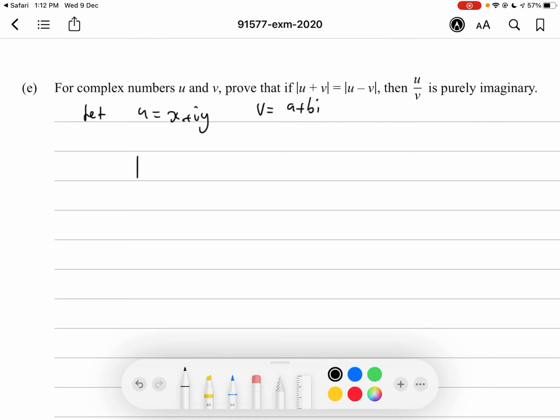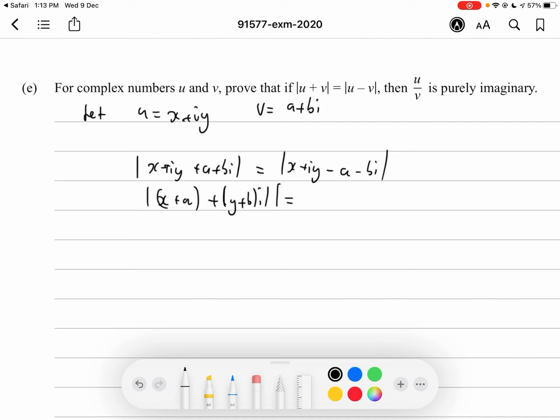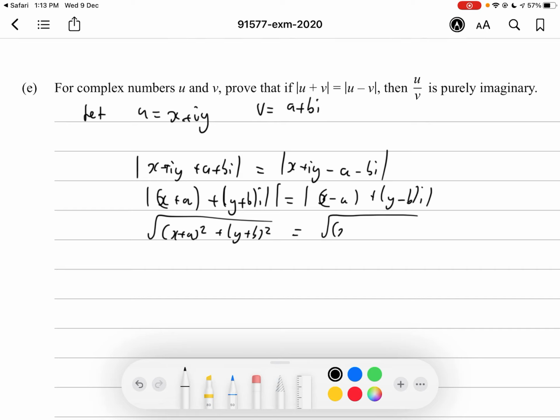So we have our u plus v, which is x plus iy plus a plus bi, equals the modulus of x plus iy minus a minus bi. So if we simplify, we group the real parts together and we group the imaginary parts together. That equals the modulus of x minus a plus y minus b i. So therefore, the square root of (x plus a) squared plus (y plus b) squared equals the square root of (x minus a) squared plus (y minus b) squared.